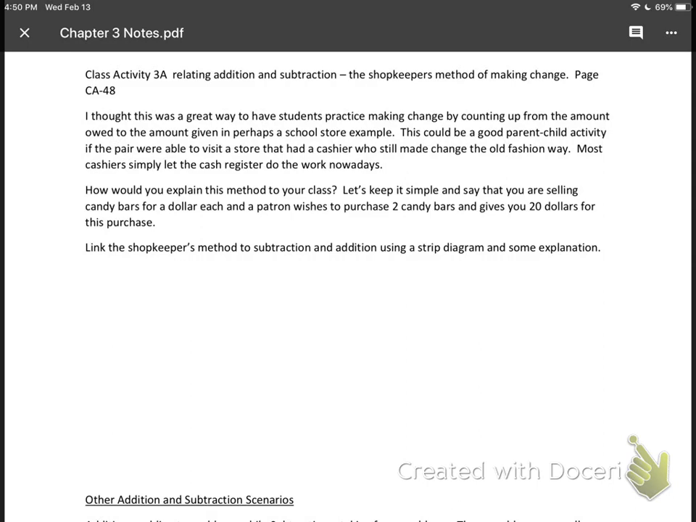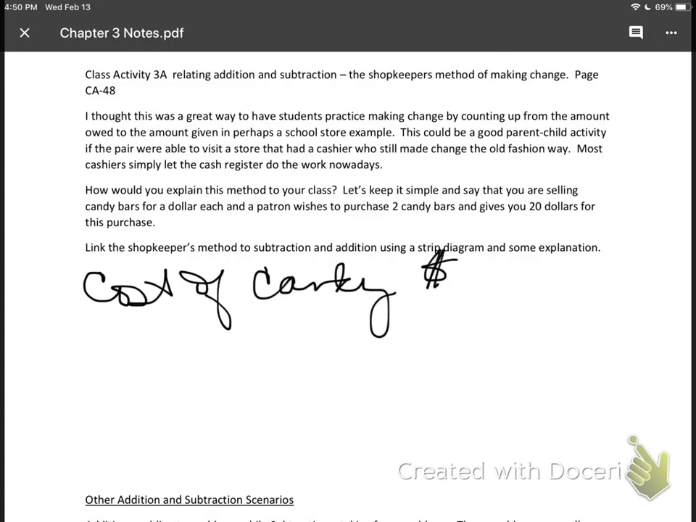So what if we keep it simple and we just say we're going to purchase 2 candy bars when we go to the store, and each candy bar costs $1. So the cost of the candy is going to be $2 because I bought 2 candy bars at $1 each. I give the person a $20 bill. How do you make change from that?